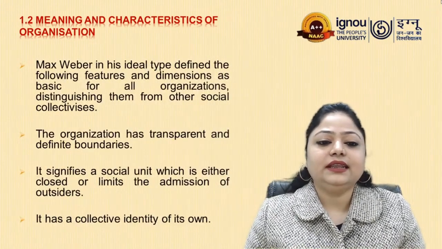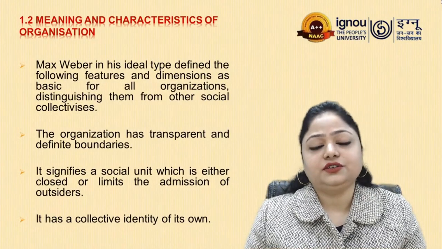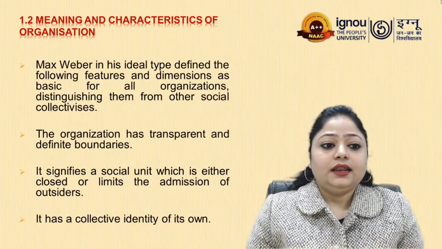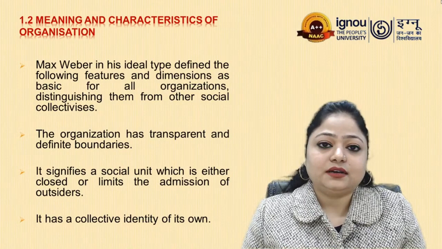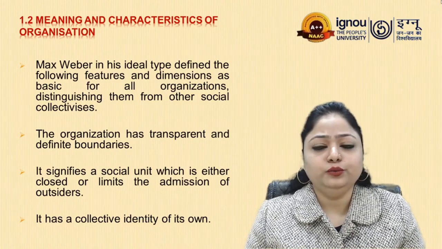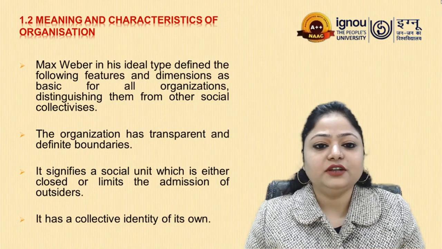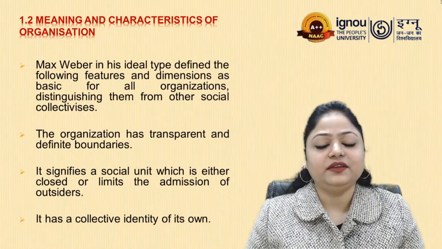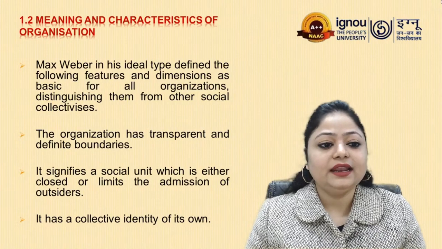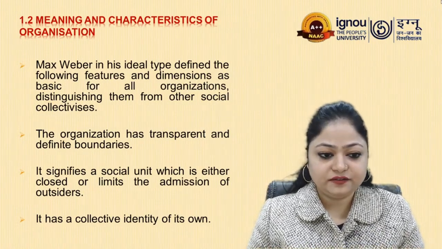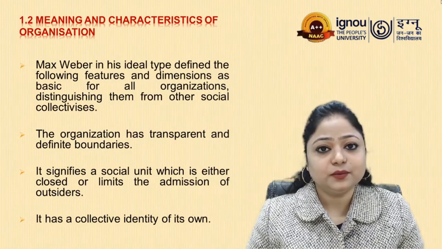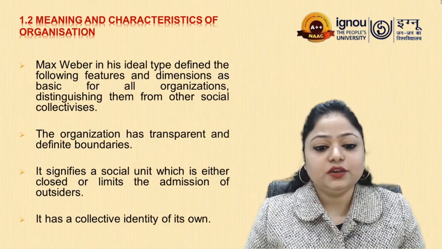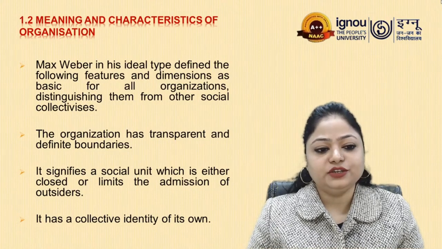Okay, then Weber, in his ideal type, defined the following features and dimensions as distinguished from other social collectivities. Now, other social collectives are various organizations or various groups which are informal in nature, but here we are talking about organization as a formal group. So, the organization feature as per Weber's definition is that it is transparent and has definite boundaries. So there are definite boundaries within which every person is supposed to work and have their motives met, and it signifies the social unit which is either closed or limits the admission of outsiders.